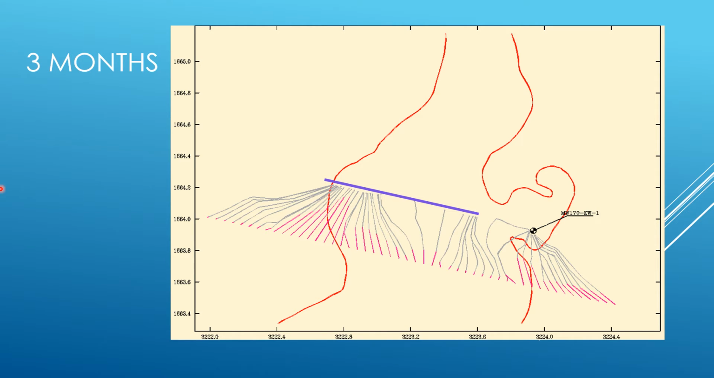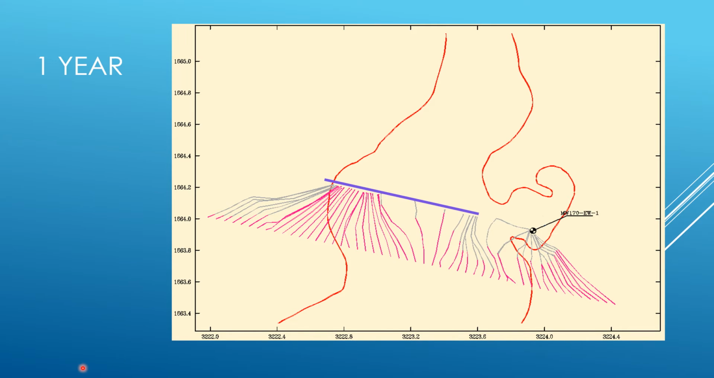Note that on this figure, the particles have only moved part way towards the north boundary barrier wall or extraction well MW170 EW1. With more time, some of the particles reach the north boundary barrier wall. With additional time, even more particles reach the north boundary barrier wall.